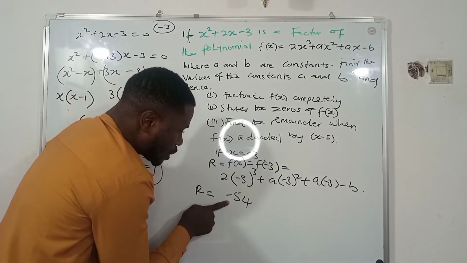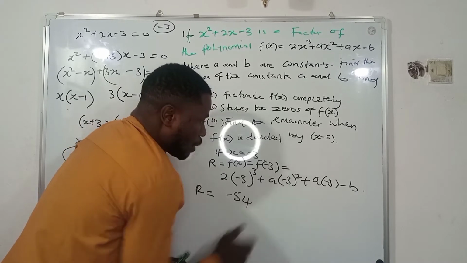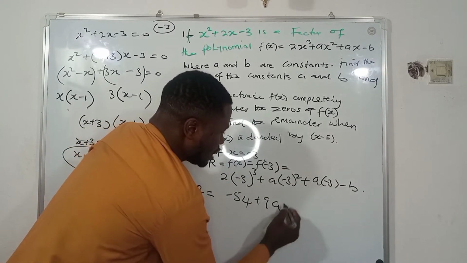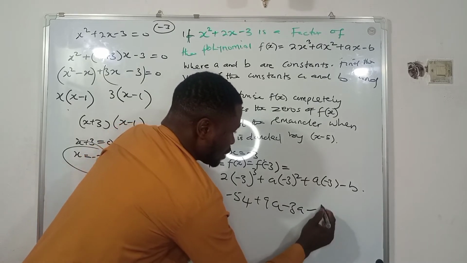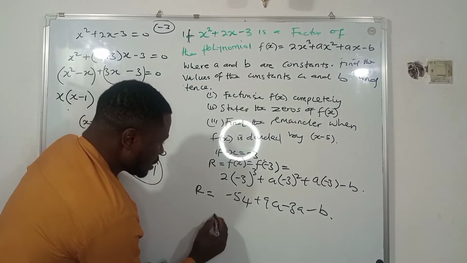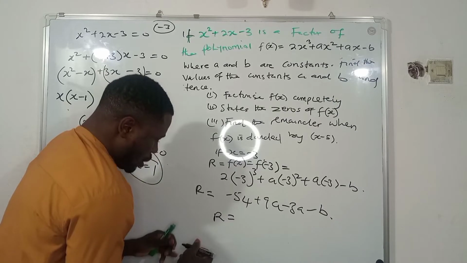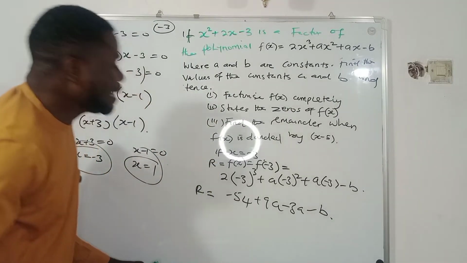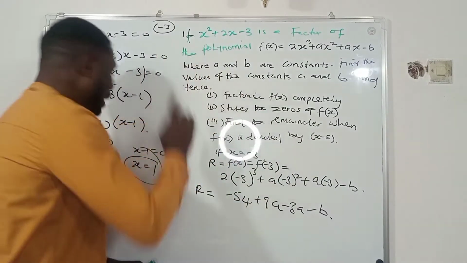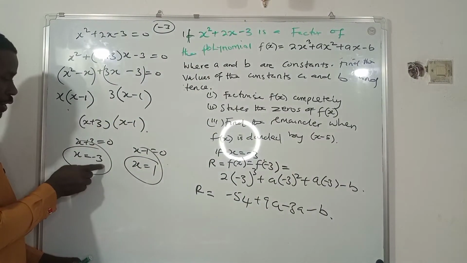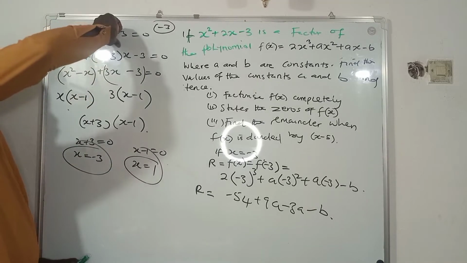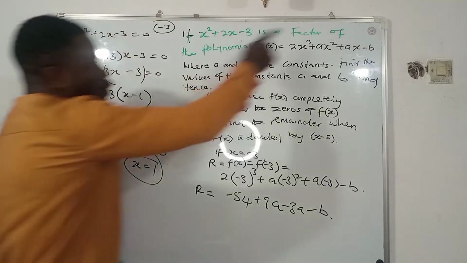Now, minus 54, this square will give us what? 9. 9 times this will give us plus 9a. And this is minus 3a. And this is minus b. Now we again say r is equal to, remember, what is our r in this case? The r is the remainder. The remainder is 0. We were told that x equal to minus 3, of course we got it from x plus 3. We say x plus 3 is a factor of this, and they told us that this is also a factor of this.